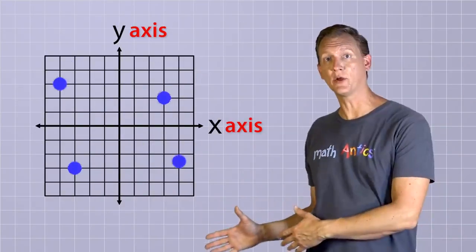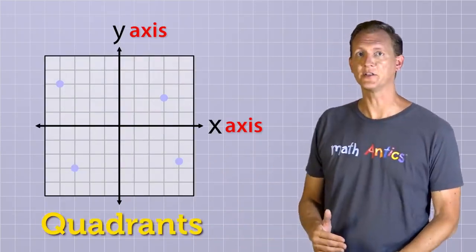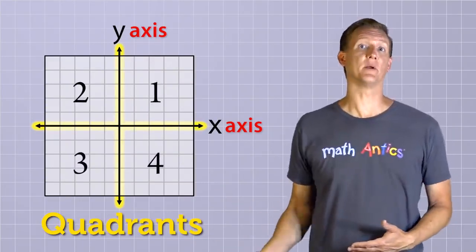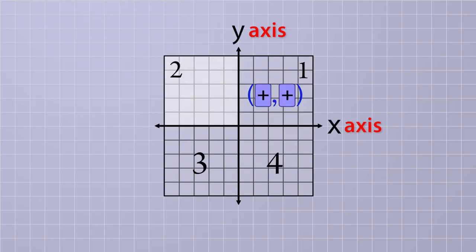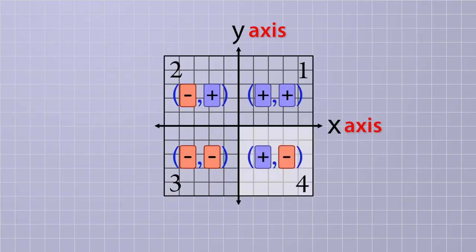And did you notice that each of these points is located in a different region of the coordinate plane? These 4 regions are called quadrants, and their boundaries are defined by the 2 axes of the coordinate plane. The quadrants are named 1 through 4, so we can easily refer to them in conversations if we need to. Quadrant 1 is the upper right quadrant, and it contains all of the points where both the x and y values are positive. Quadrant 2 is the upper left, and it contains all of the points that have a negative x value and a positive y value. Quadrant 3 is the lower left, and it contains all of the points that have both a negative x and a negative y value. And quadrant 4 is the lower right, and it contains all of the points that have a positive x value and a negative y value.